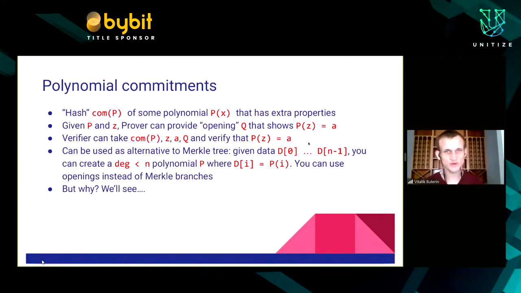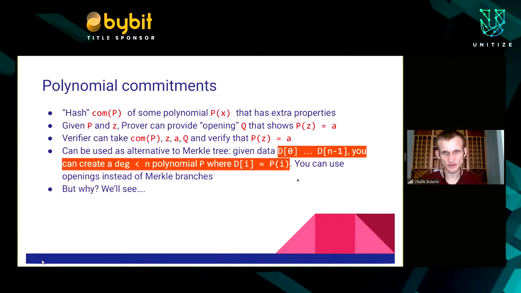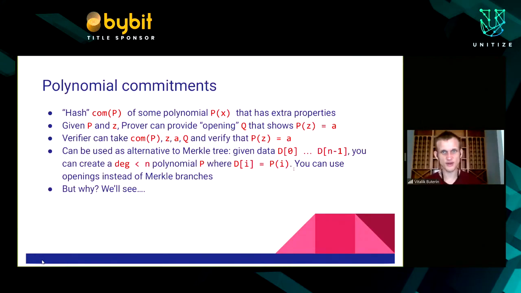So you can use polynomial commitments as an alternative to a Merkle tree, right? If you have a bunch of data, D of 0 up to D of n minus 1, you can just represent that as a polynomial where the ith element in the data equals the polynomial evaluated at point i. And it's actually very easy to construct polynomials like this. You can use a Lagrange interpolation, for example. There are a lot of algorithms for this.